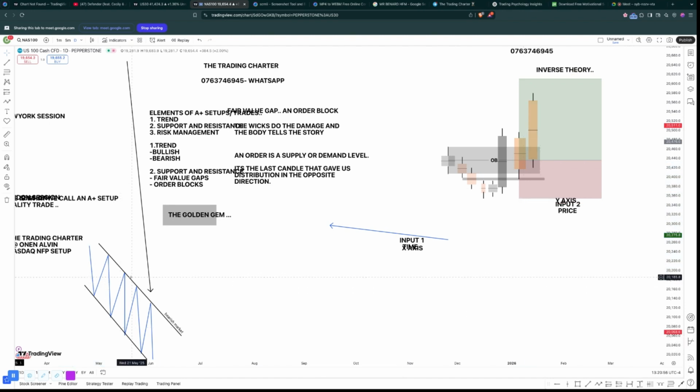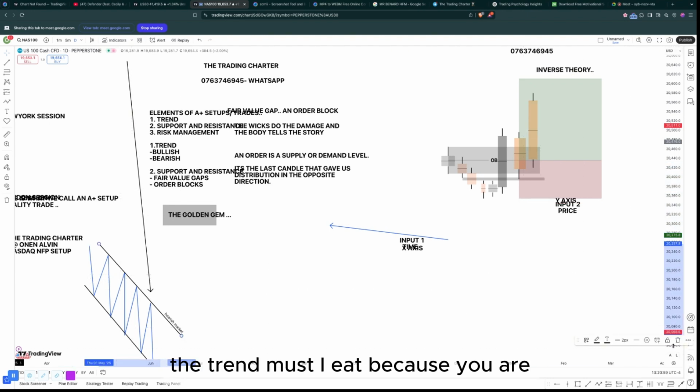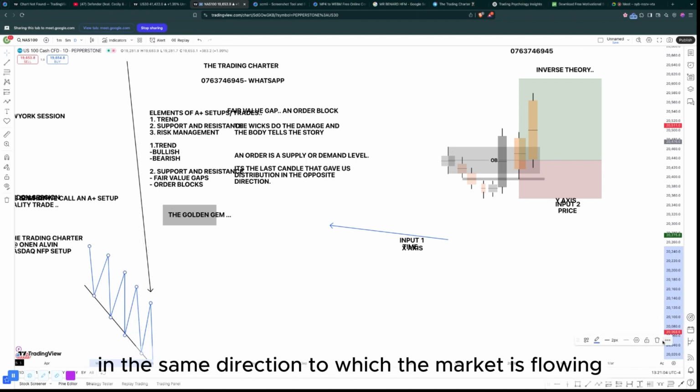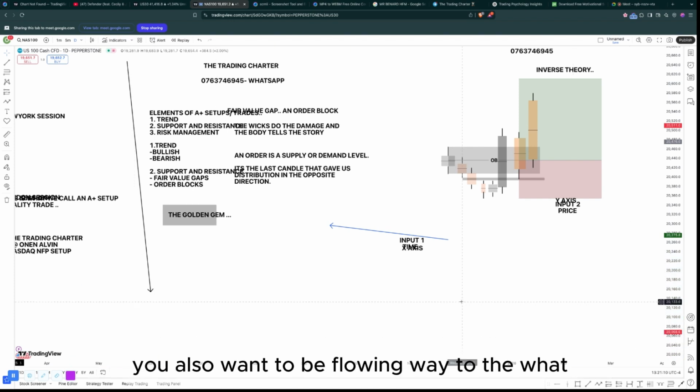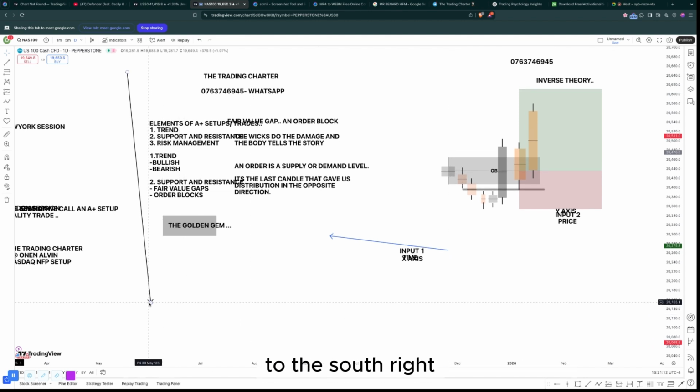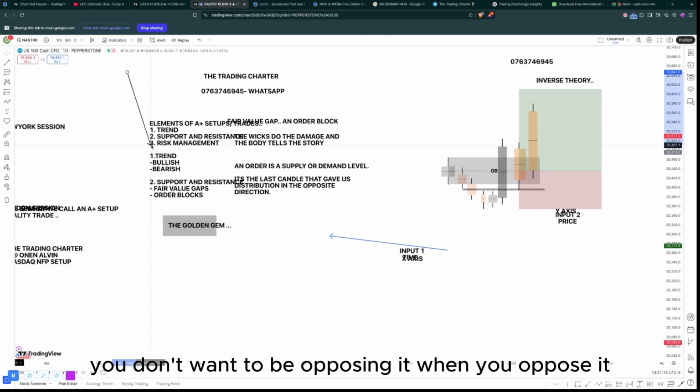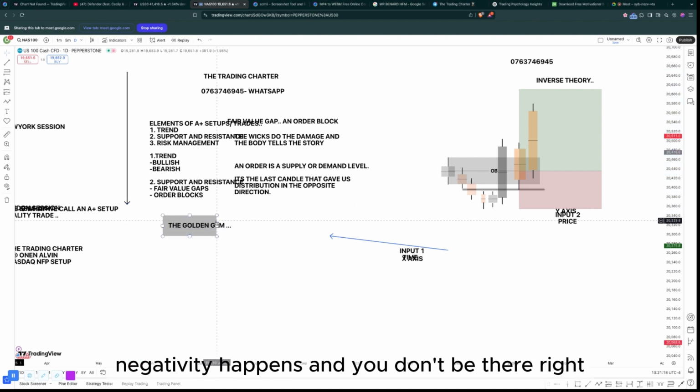Very well. The trend, master it, because you want to flow in the same direction to which the market is flowing. If the river is flowing going to the south, you also want to be flowing going to the what? To the south, right? You don't want to be opposing it. When you oppose it, negativity happens, and you don't want to be there, right?